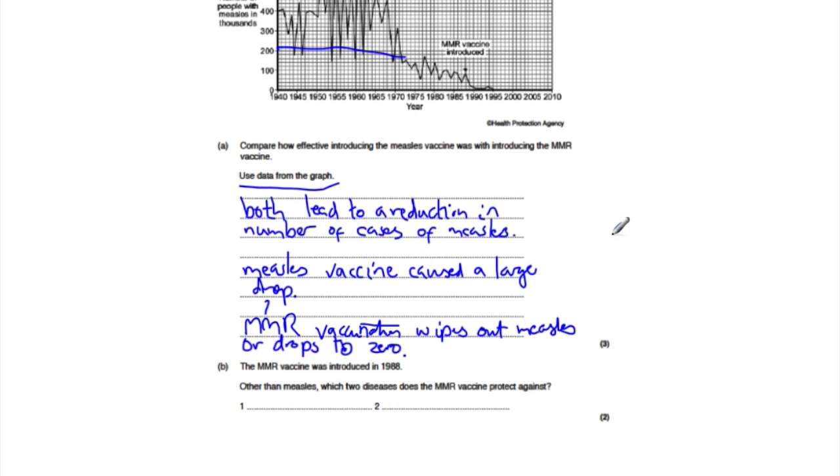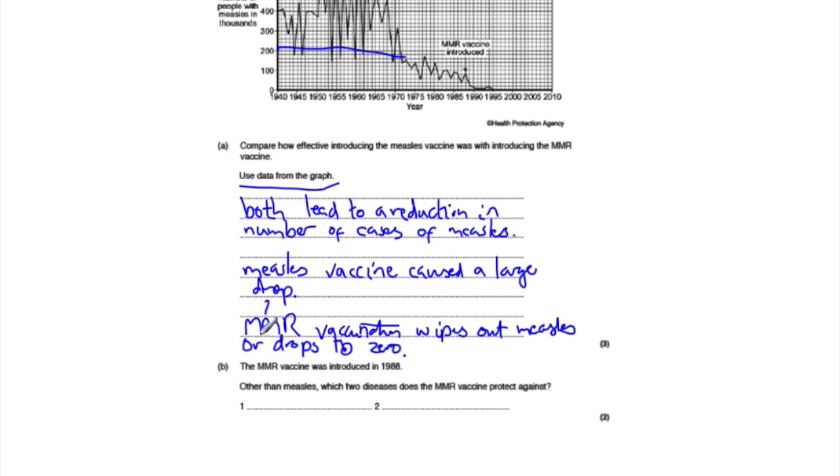Or once again, to use the figures, putting your ruler across to there, so we're coming up there around, what's that, 90,000 cases, and then I would state in 1995 it goes down, it looks like it's down to 0. So if you use the data, there's some easy marks there.